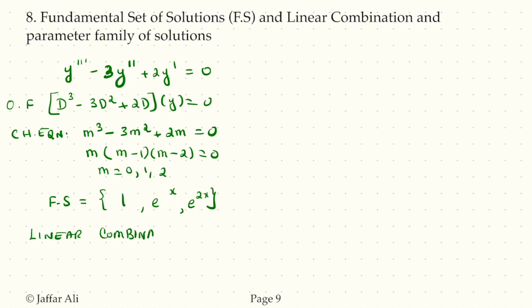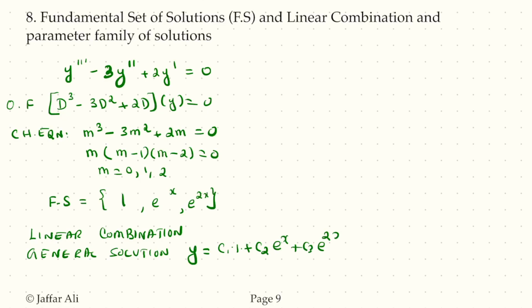the linear combination is what we call the general solution, which is y equal to c1 times the first function, plus c2 times the second function, plus c3 times the third function. Because it's a linearly independent set, I know I cannot write any one of them as a linear combination of the others. I cannot write e to the 2x as a linear combination of the other two.